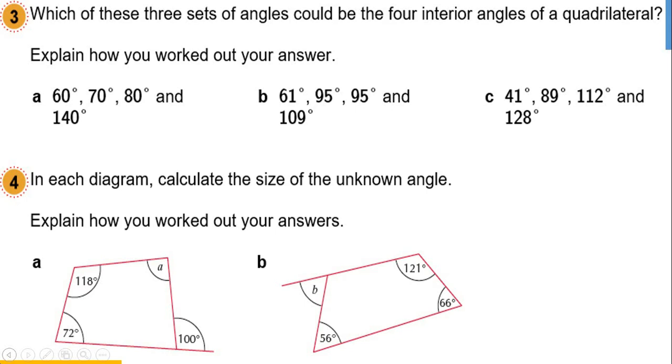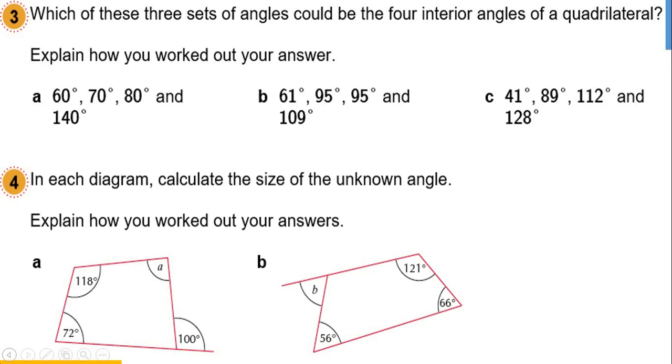So, question 3. Key thing here, which of these 3 sets of angles could be the 4 interior angles of a quadrilateral? First things first, what should the 4 interior angles of a quadrilateral be? Well, they must add up to be 360 degrees. So, have a look at the first one. Add all those angles together. Oh, look, that adds up to be 350 degrees. It cannot be a quadrilateral.